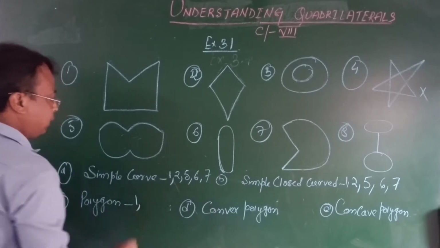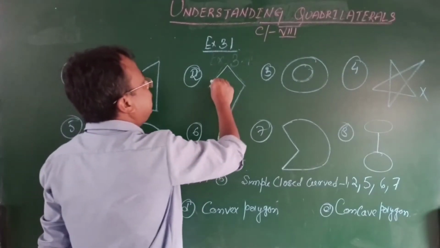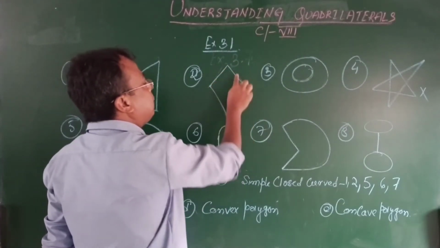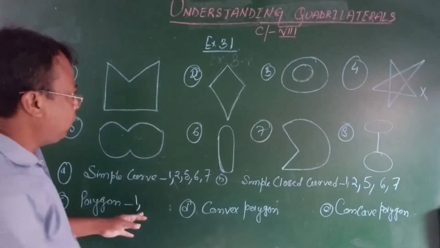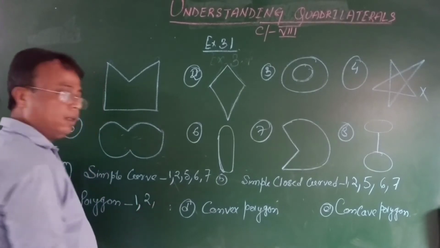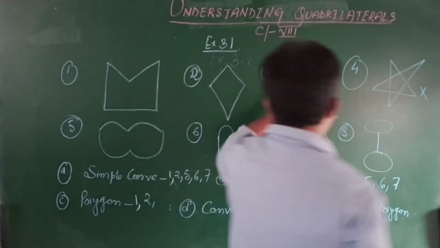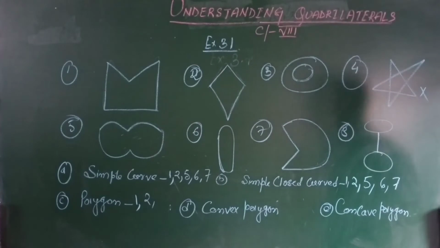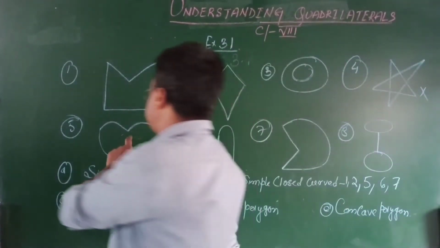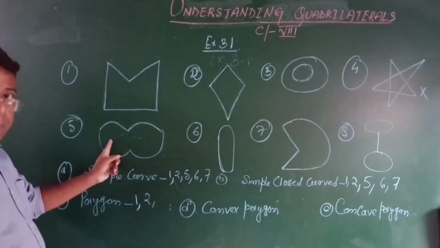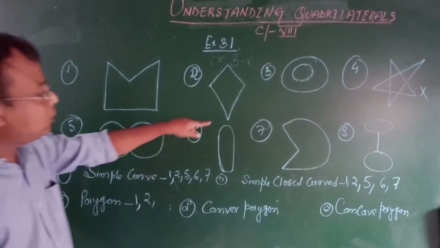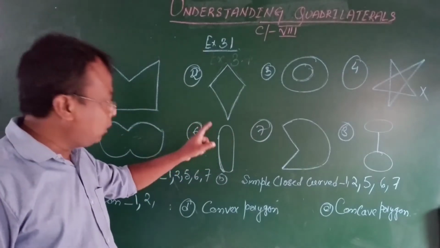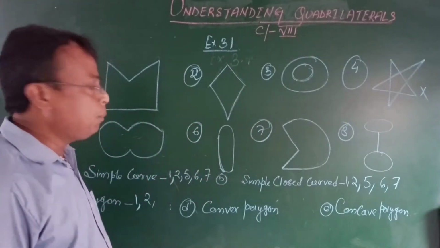So figure number 1. This is also a polygon. You see, this is a closed curve, and this closed curve is made up of what? Line segments. So it is also a polygon. Correct. Now come to this one. This is a simple closed curve, but it is not a polygon. Why is it not a polygon? Because it is not made up of line segments. This is also a closed curve, but it is not made up of line segments. That's why it is not a polygon.